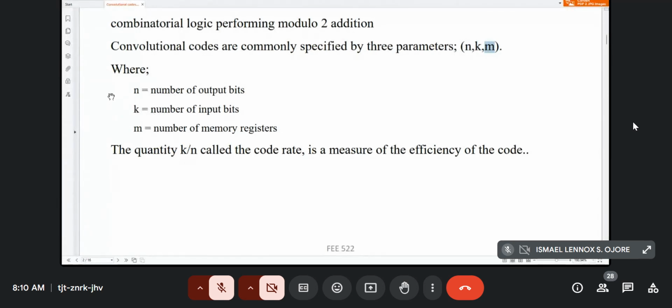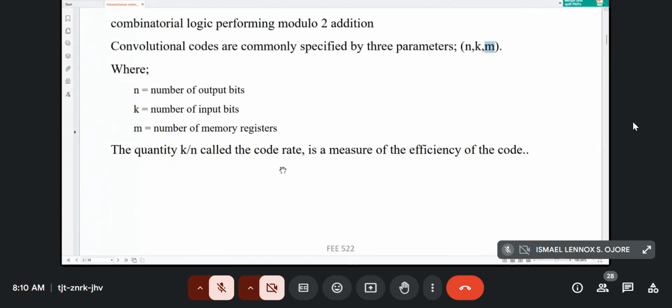So we are going to restrict ourselves to the case where k is 1 bit. It means you are taking 1 bit at a time, because k does not mean the length of the sequence. It means the number of bits you are taking at a time. So we are going to restrict ourselves to the case where you are only using k equal to 1.